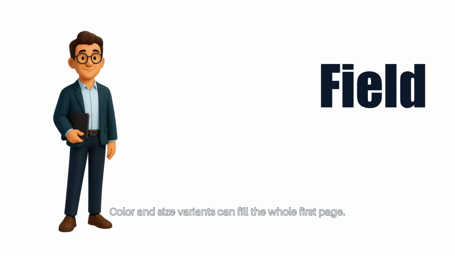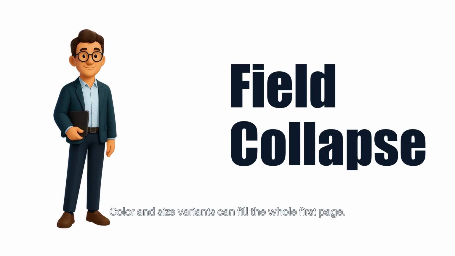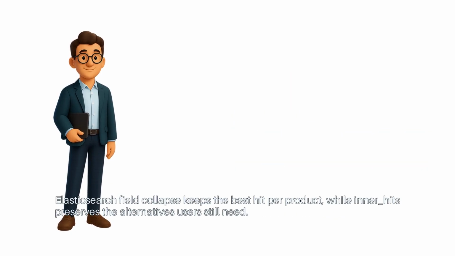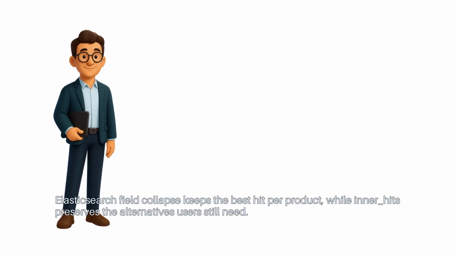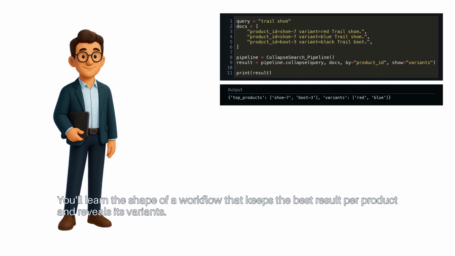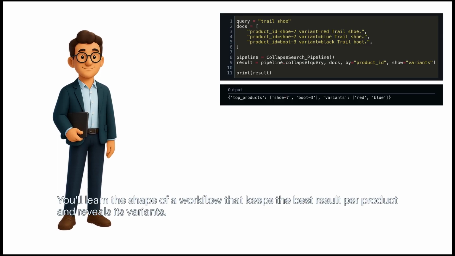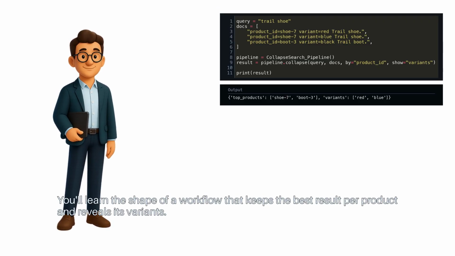Color and size variants can fill the whole first page. Elasticsearch field collapse keeps the best hit per product, while inner hits preserves the alternatives users still need. You'll learn the shape of a workflow that keeps the best result per product and reveals its variance.